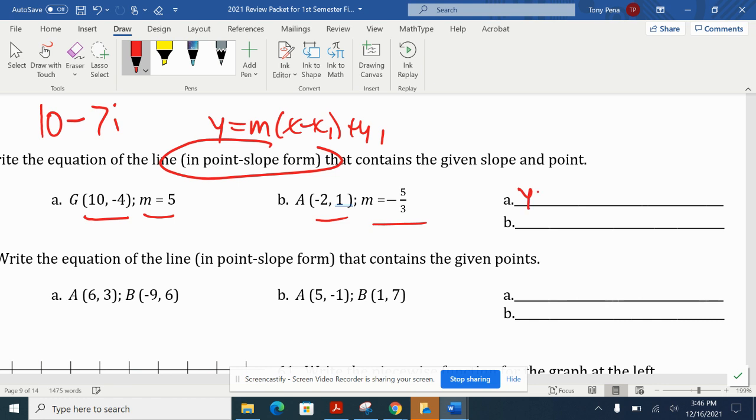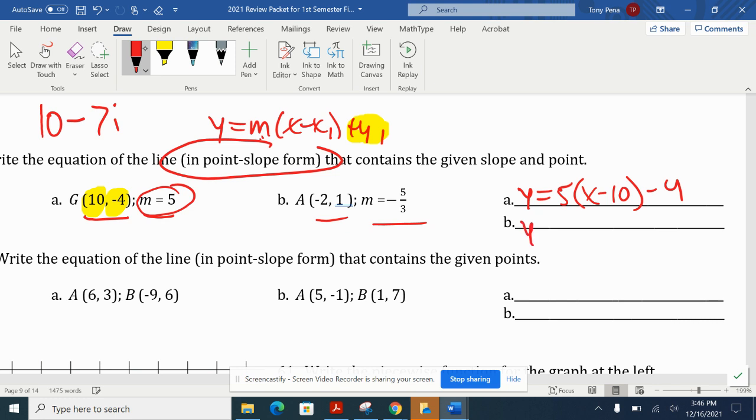So letter A, I'm going to take my slope in letter A, which is a 5. That's going to go in the front position. Then I should have parentheses, and I should have x minus my x coordinate. The x coordinate of the point you were given was this 10. And then I should have a plus y. The y coordinate of that point is a -4. So we would just do -4.